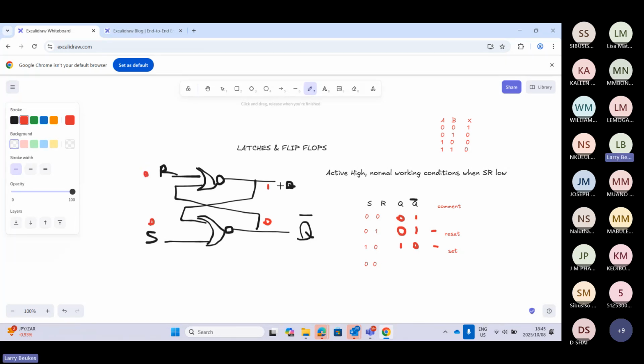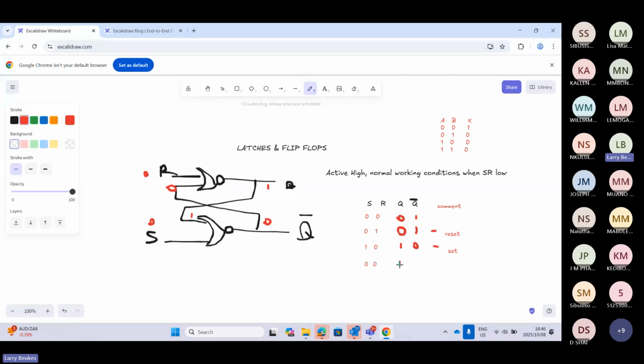So we're going to take this one and bring it as an input here. 0, 1 will give us an output of 0, right? Then we take this 0 here. 0, 0 will give us an output of 1. So it means it doesn't change. Do you see that 0, 0 means no change, right? The circuit stays in its previous state. 0, 0 means no change.